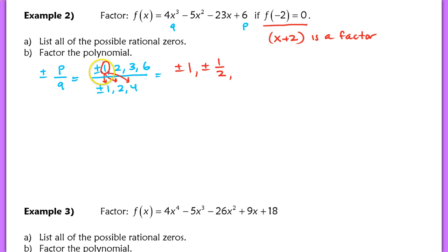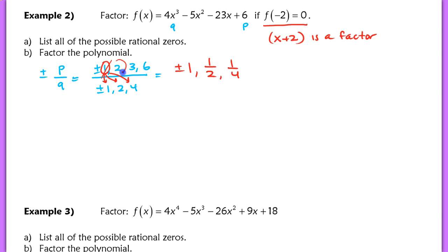If we take positive or negative 1 and divide it by positive or negative 4, we still get positive or negative 1/4. I'm not going to write each of these as positive or negative in front because I know that each of them should be positive or negative. So I'm just going to list them like this. But realize that this applies to every single number in that list. All right, now we're done with 1 because we've divided each of those by the numbers in the denominator.